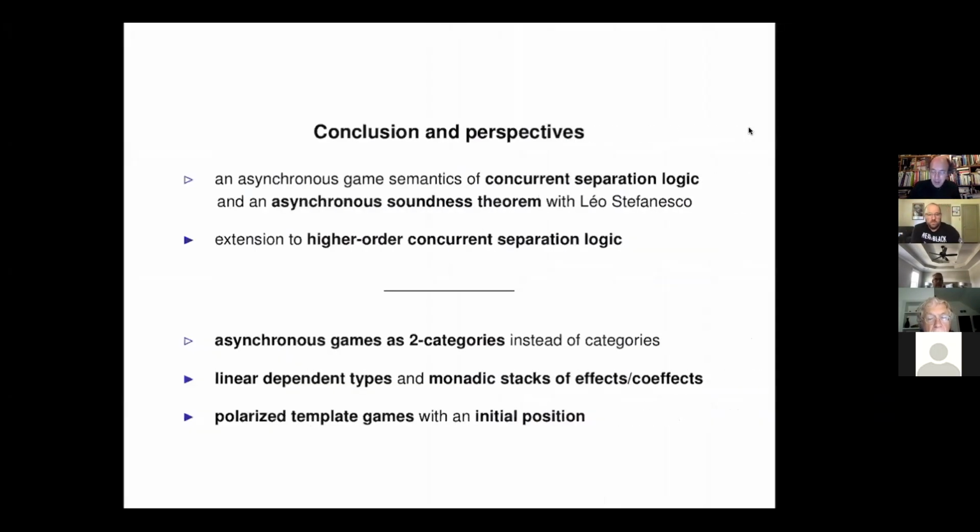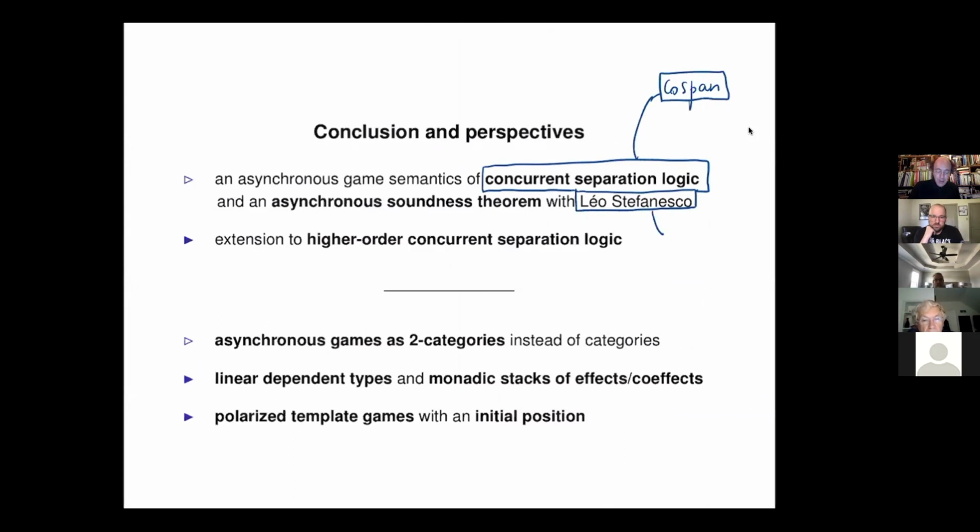So something I really like is that the model I've shown you can also be used in some way to interpret concurrent separation logic. Okay, but interestingly here, I use co-spans instead of spans. And this is work I've developed with Leo Stefanesco, who's finishing his PhD currently in Paris.